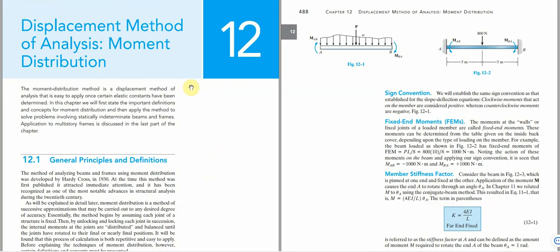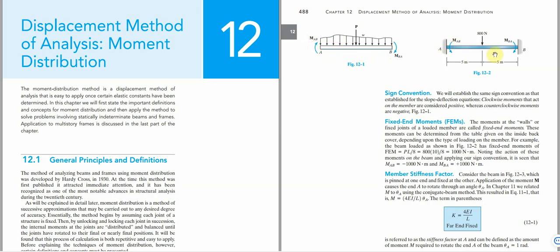Now, let us take, for instance, a beam with a uniformly distributed load from A to B. This is the uniformly distributed load W, and this is a point load P acting at the center here. In this beam, there will be moments at the ends. We have moments at AB and likewise moments at BA. That is the moment from B towards A, and this one is the moment from A towards B.